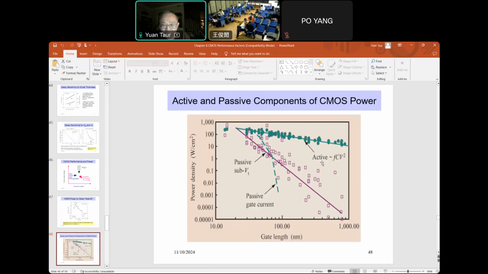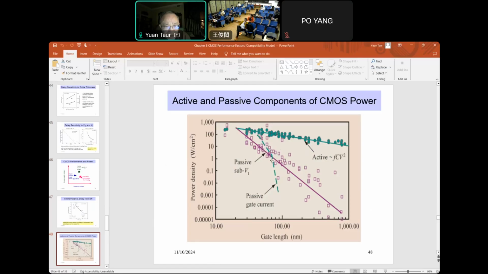Active power is high per circuit, but for a whole chip, 99% of the circuits are actually not switching, so they're not active. That's why the slope is not steep. The dashed line is due to the gate current, gate tunneling. It goes up even steeper because to reduce the gate length, the oxide had to be thinner. And then at some point we switch to high K to manage this gate tunneling current, the standby power dissipation.